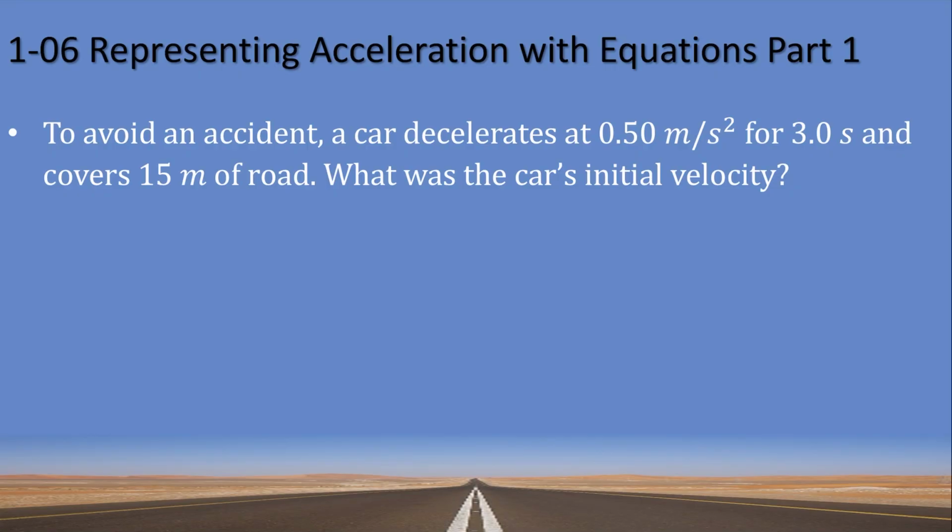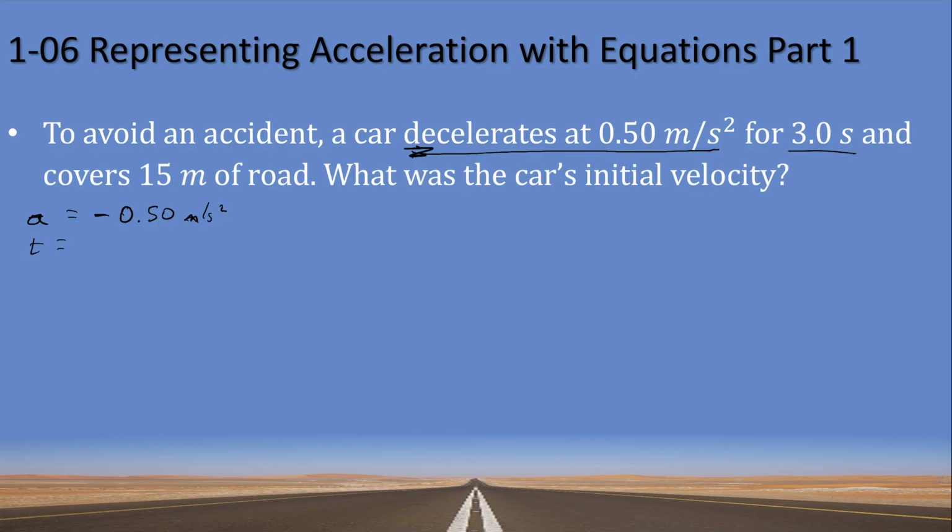To avoid an accident, a car decelerates at 0.5 meters per second squared for 3 seconds and covers 15 meters of road. What was the car's initial velocity? Well, let's see. We know we decelerate at 0.5. So decelerating means we're going to slow down. So our acceleration would be negative 0.50 meters per second squared because it says it decelerates.